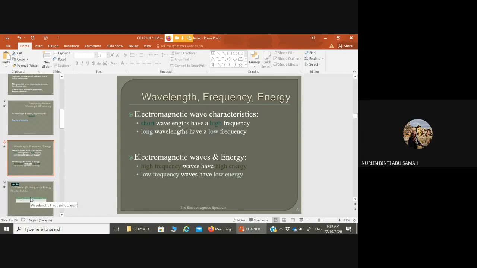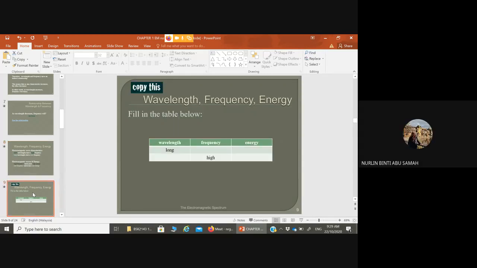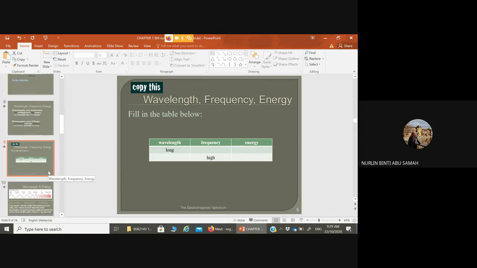Do you have any question about this part? It's clear? Yes, Doctor. Okay, now I hope that you can do this on your own. Just fill in the table to see the relationship between these three parameters.